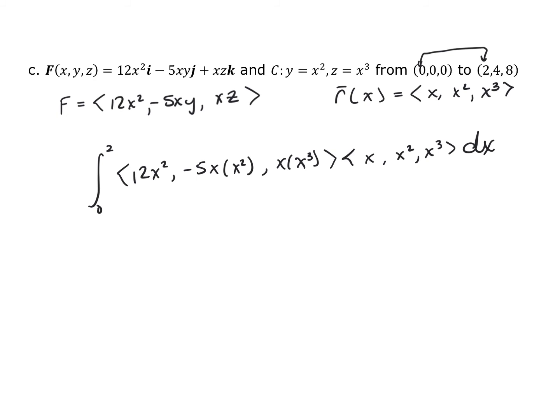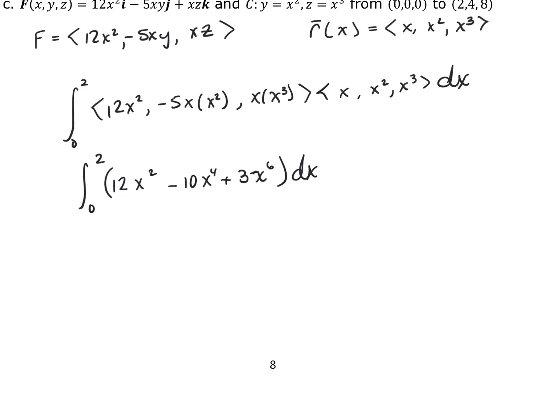And I do this dot product. And I'm going to end up with, from 0 to 2, of 12x squared minus 10x to the 4th plus 3x to the 6th dx. Nice, easy integration. And I end up with 160 over 7 when I get done. Units of work, whatever that happens to be.